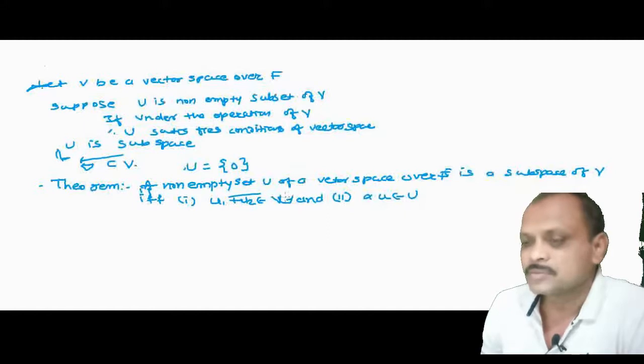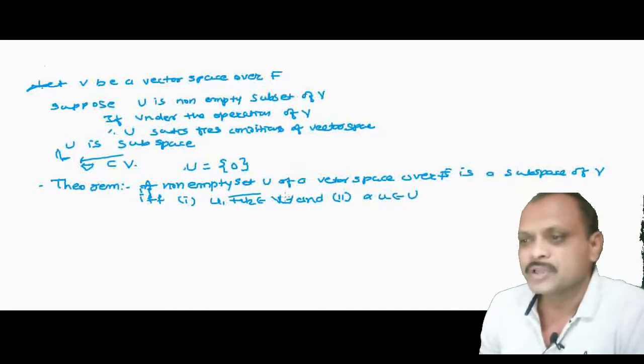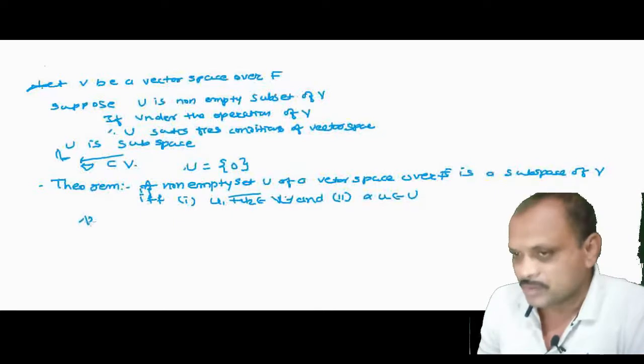This is our theorem. A non-empty set U of a vector space V over F is a subspace of V if and only if u1 plus u2 belongs to U and alpha u belongs to U. So let us prove this.